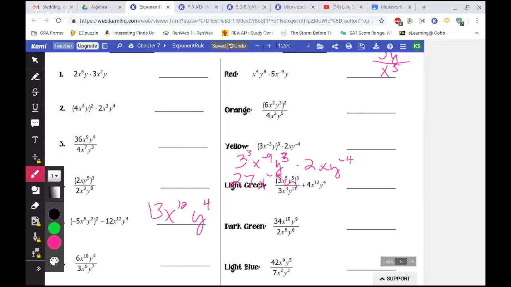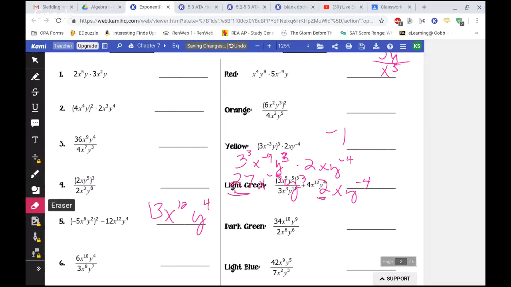x to the 9th, y. That's going to be ugly. Okay, so hopefully y'all can follow along. 27 times 2 is 54. And then that's x to the negative 9 plus 1. So that's a negative 8.